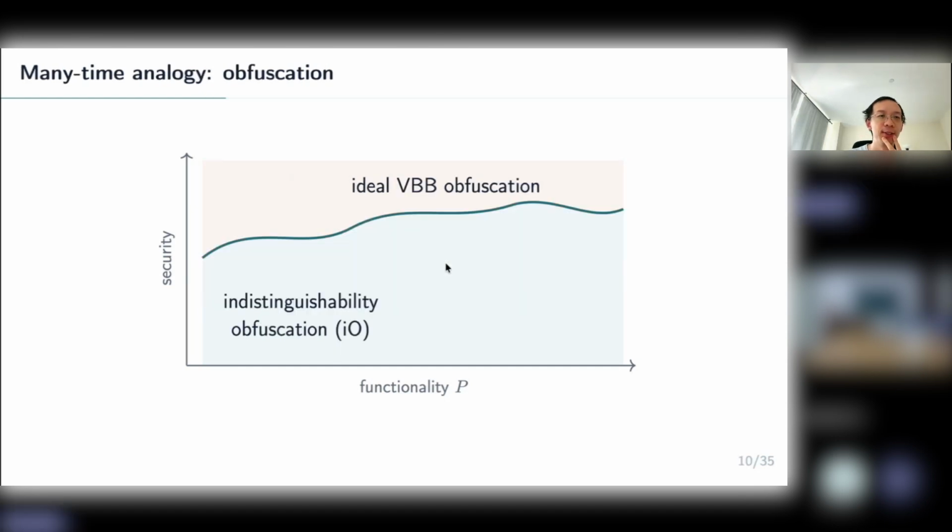Okay, so now let me move away from one-time programs a little bit and think about the many-time situation. For many-time, there is an analogy called obfuscation. In obfuscation, you are essentially doing the same thing. You want to protect the program, but instead of having the program being evaluable one time, it can be evaluated as many times as possible.